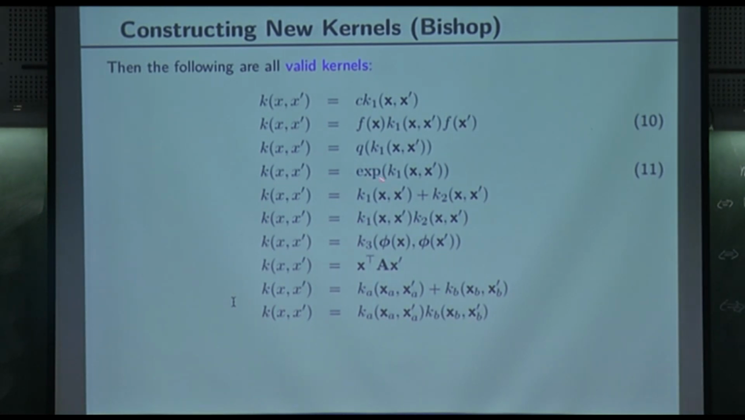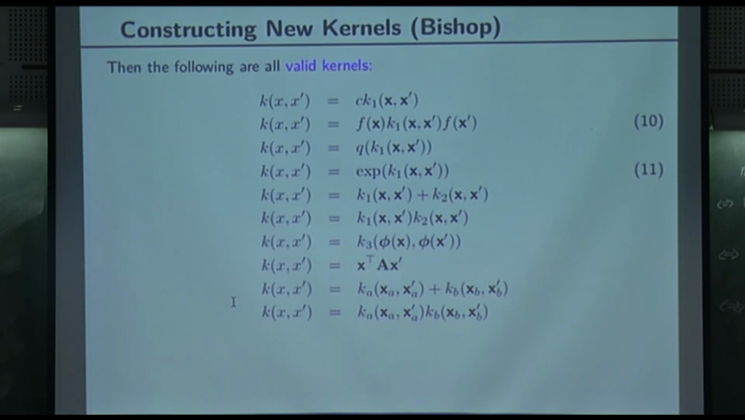Take the exponential of a kernel, you get a kernel. Take the summation of two kernels, you get a kernel. Take the product of two kernels, you get a kernel. You lift the variable first and then take the kernel, you get a kernel. X transpose A X prime is a kernel as long as A is positive semi-definite. If you have two subvectors, take a kernel on one subvector, take a kernel on the second subvector, add them up, you get a kernel. Take the product of two things, you get a kernel. So there are lots of things that you can do.